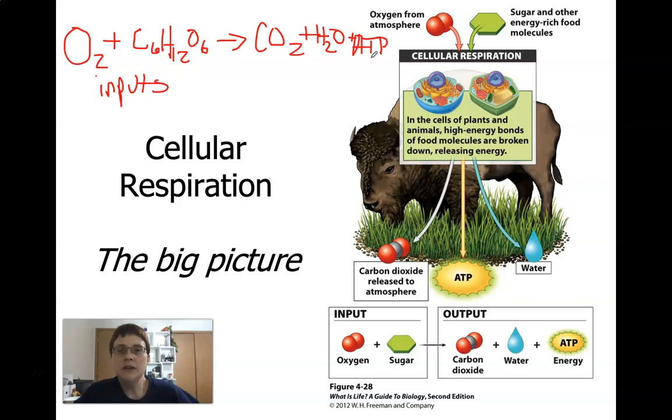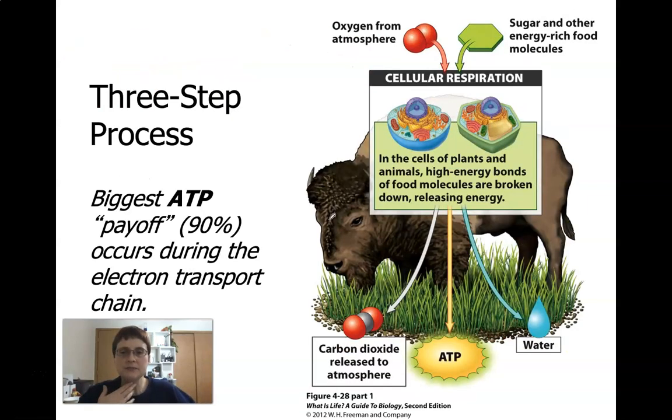This should look familiar because this equation is cellular respiration. If you draw the arrow going the other way and put light here instead of ATP, you've got photosynthesis. Photosynthesis goes this direction, right? Light, water, carbon dioxide gets you sugar and oxygen. And going this direction, oxygen plus sugar gets you carbon dioxide, water, and ATP. So that's the big picture.